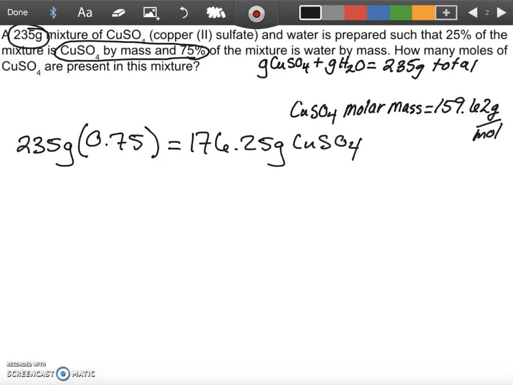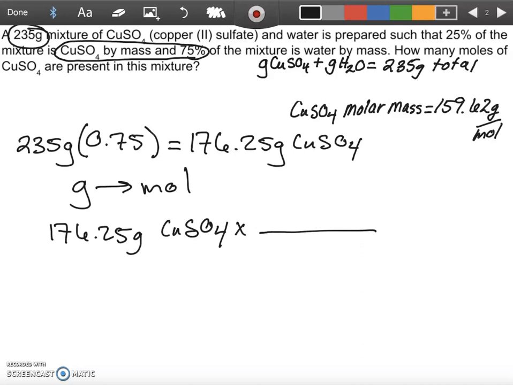Okay, but the question asked how many moles of copper 2 sulfate are in the mixture. It didn't ask for the grams. So guess what you have to do? You have to convert those grams into moles using the molar mass, just like we've done before. In this case, I was kind and for the sake of time gave you the molar mass, but you will have to calculate it on your own unless the question gives it to you. And again, I assume you know how to do that. So grams to moles. We know we have 176.25 grams of CuSO4.